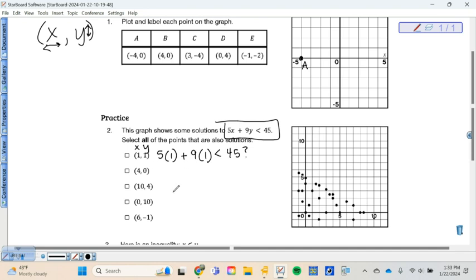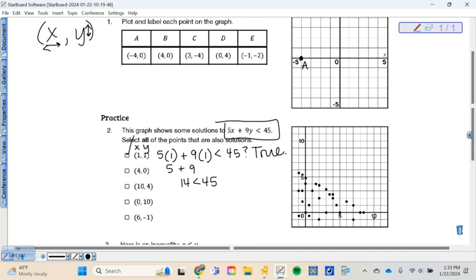So what's 5 times 1? And then 9 times 1? What's 5 plus 9? 14. Is 14 less than 45? Yeah, that's true. So that tells me 1, 1 is a solution to this inequality. So I want to check that little box. And that's all you're doing. And it's always the same thing. You're always using this inequality.